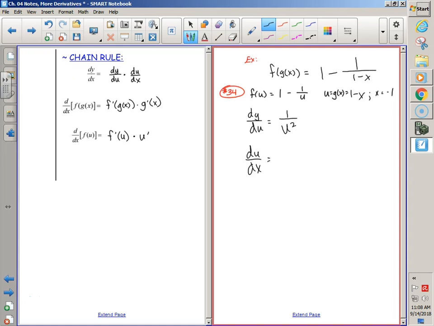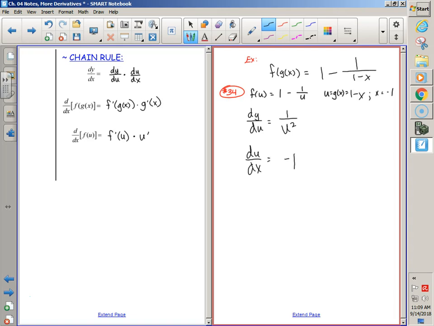Where do I look? To the y equals? No, to the u equals. Du dx, take the derivative of u with respect to x. So what's the derivative of u with respect to x? Negative 1.